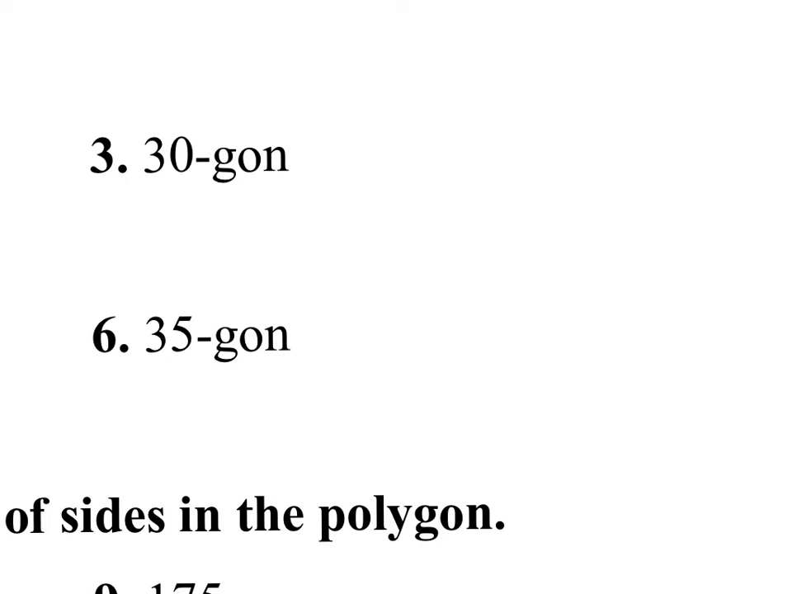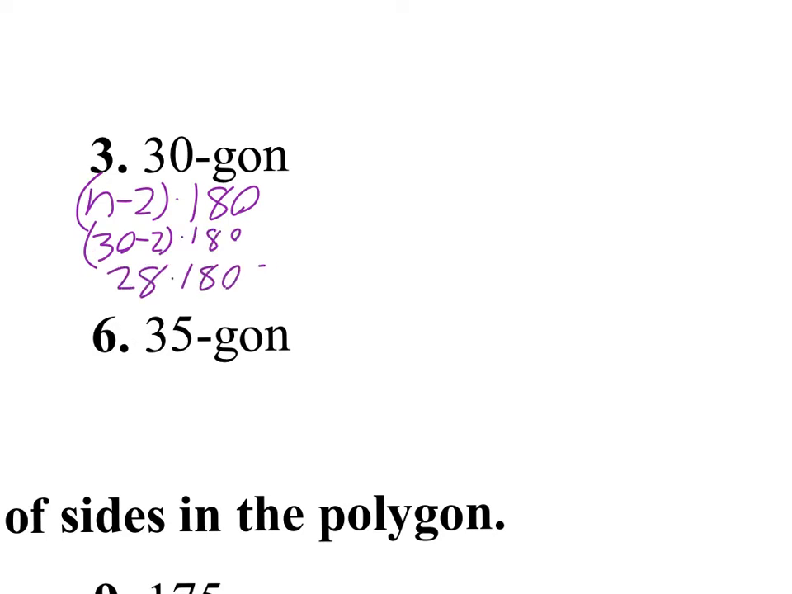30-gon, n minus 2 times 180. 30 minus 2 times 180. 28 times 180. 5,040.